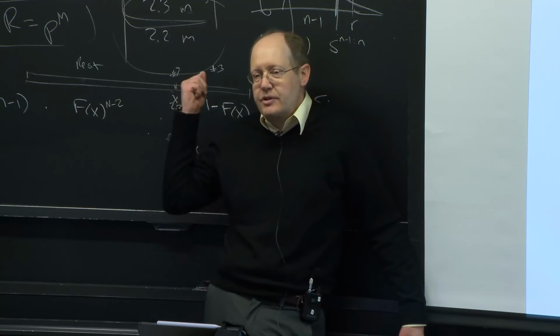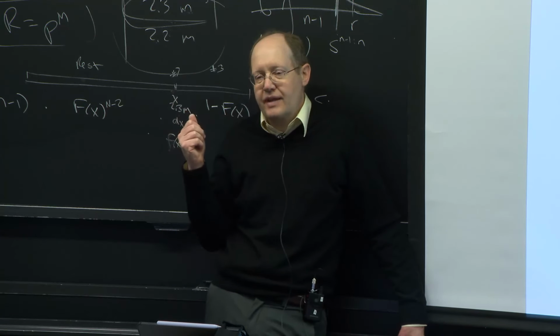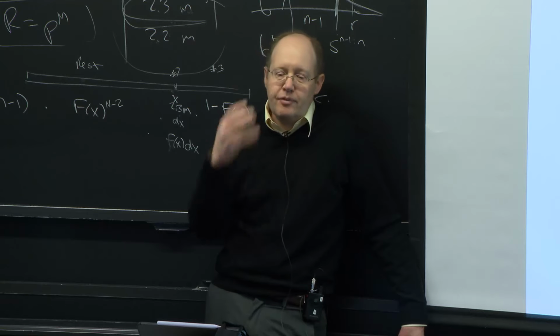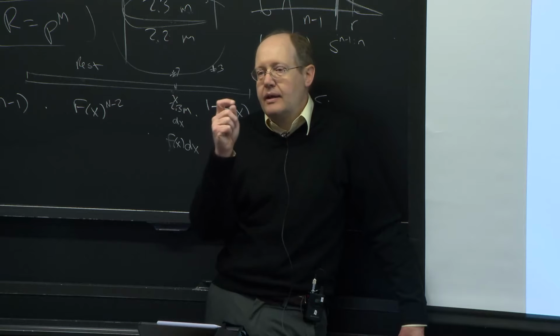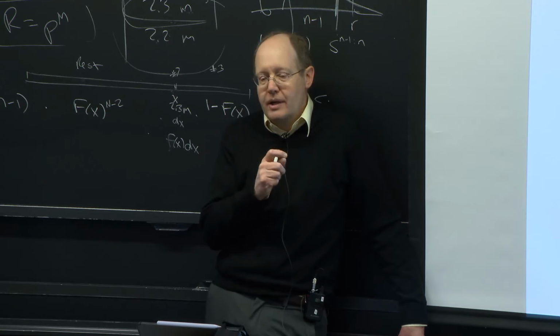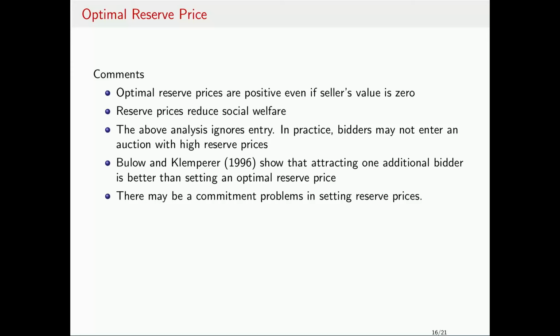Entry costs can make reserve prices not as good of an idea as you think, because if there's a high reserve price and therefore people don't enter the auction, then attracting fewer bidders is going to be a cost. There's a theorem in a Bulow-Klemperer paper showing that even in an ex-ante sense, if you attract one fewer bidder in expectation, then you're actually worse off from having used the optimal reserve price.